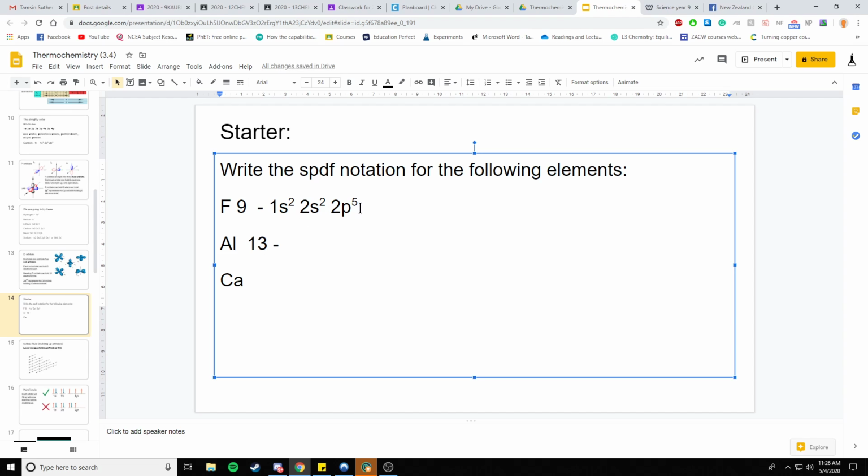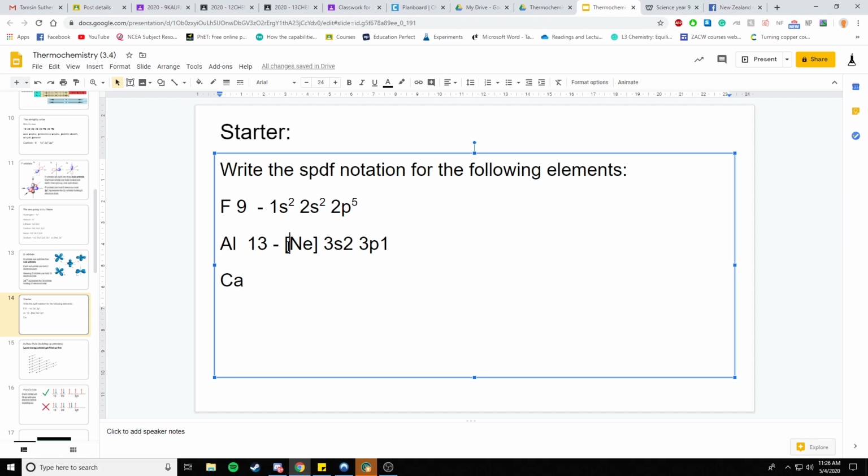And so I'm just going to write down neon here, because that's our 1s2, 2s2, 2p6. Then we've got 3s2, then 3p1. So that's 10 electrons there, and then another 3 electrons here. So it adds up to 13.